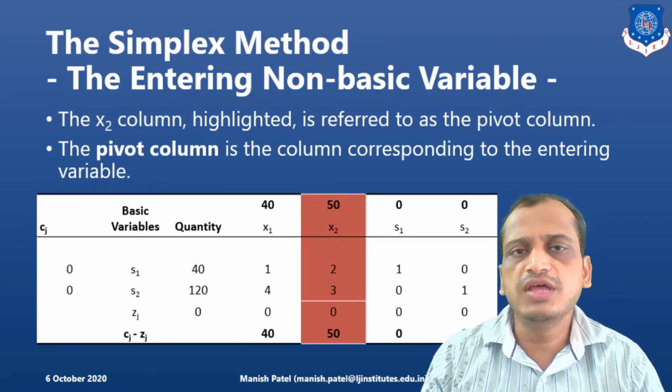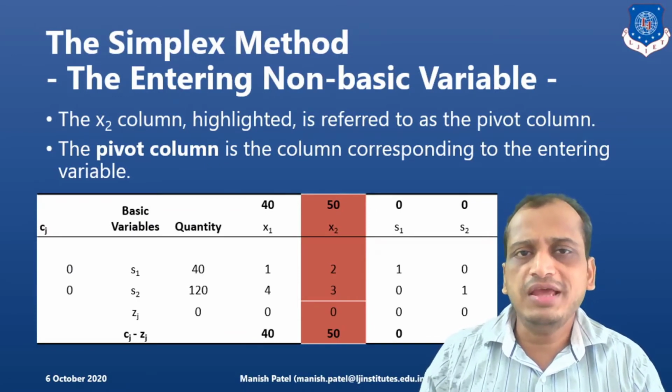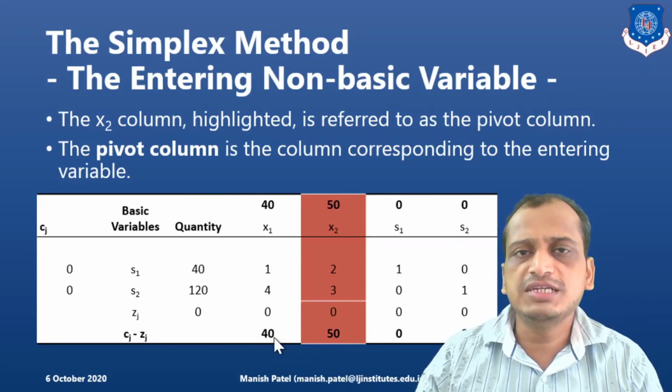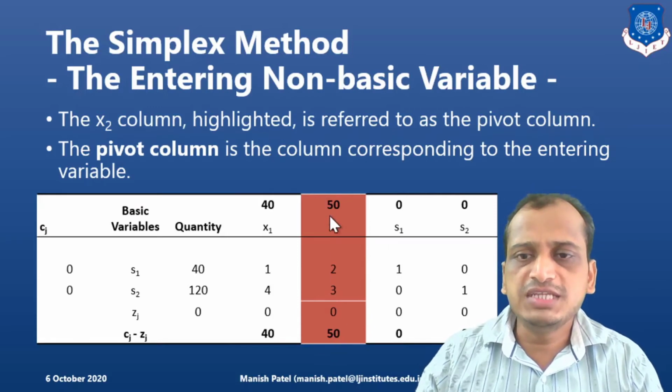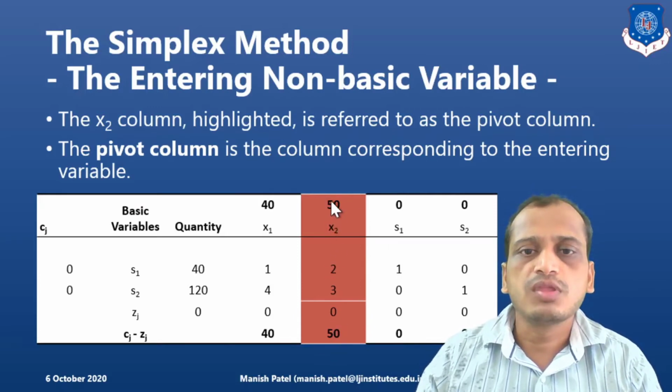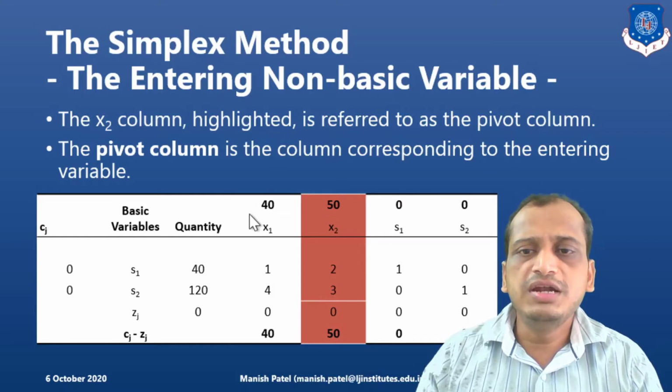So how do we do that? First of all, in case of maximization, whatever Cj minus Zj is the maximum one, we will select that as the pivot column. So what is the maximum amount here? 50, right? So 50 we will select as the pivot column. Remember this.